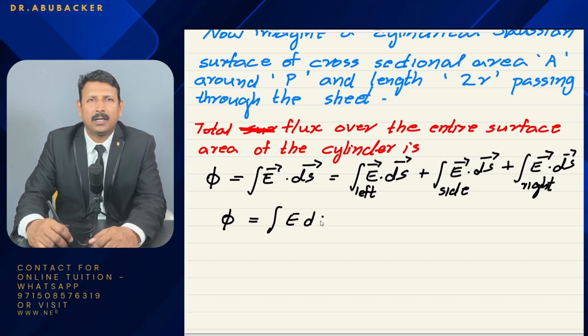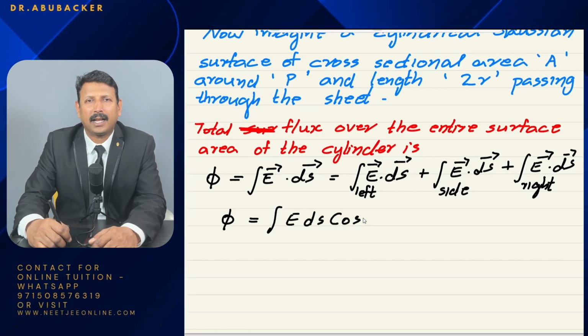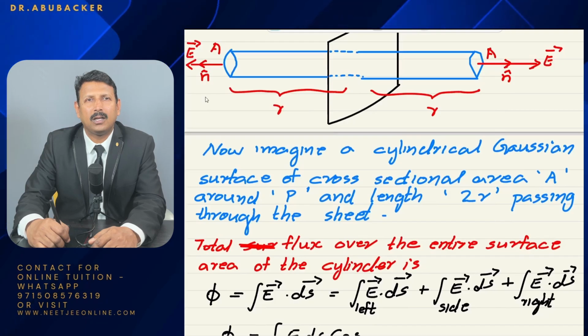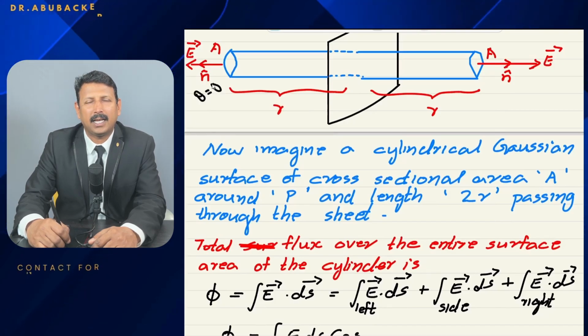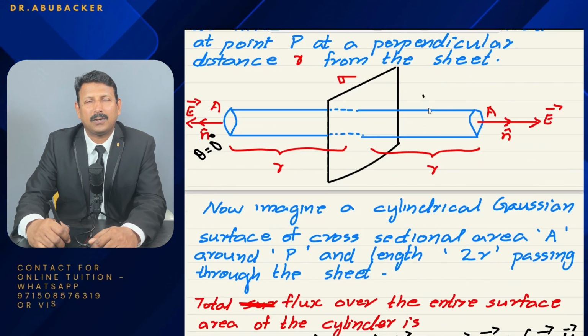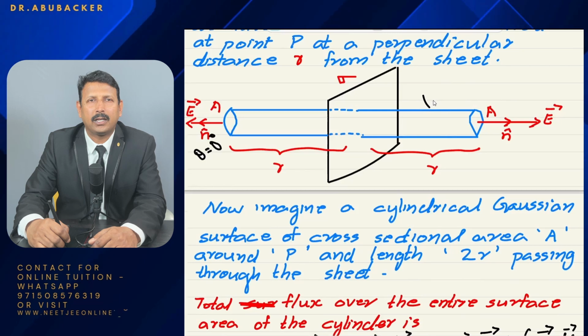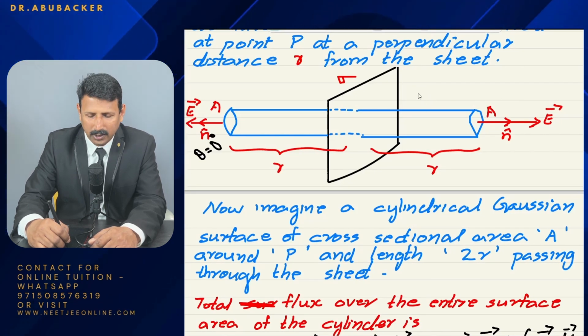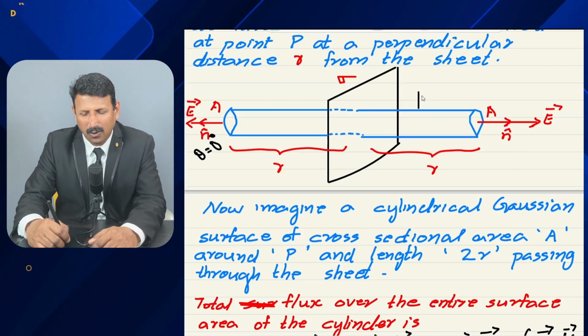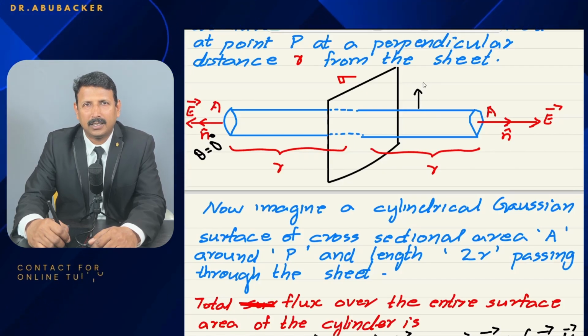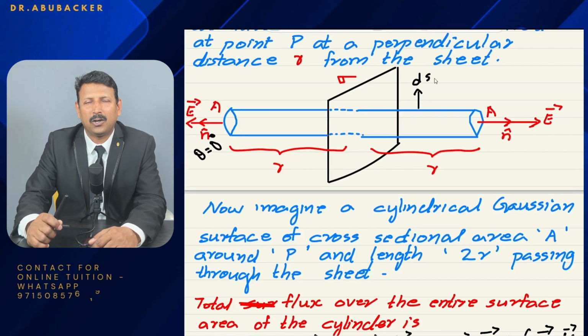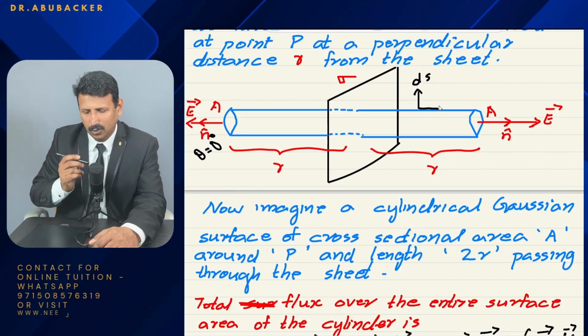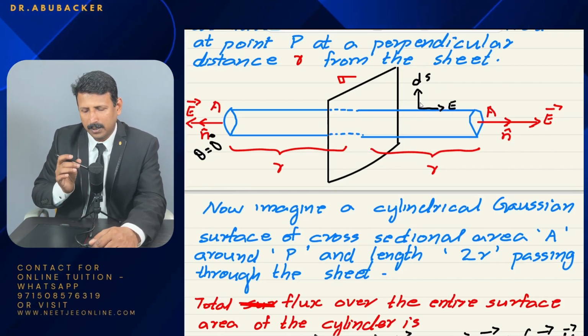Now the angle decides whether flux exists or not. Look into the left side. What is the angle between the area vector and E? That is 0. Why 0? Because the area vector is normal to the surface of the left side, and the electric field is already on the same side. They are parallel, so the angle is 0. And when you look into the side of the cylinder, in the previous video I told you the area vector of this is normal to the side.